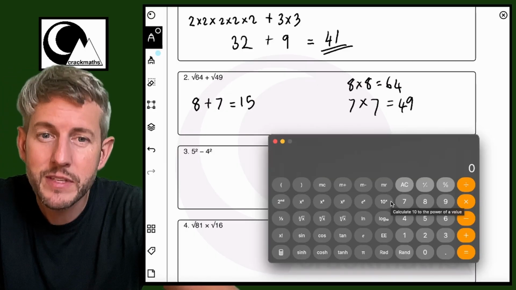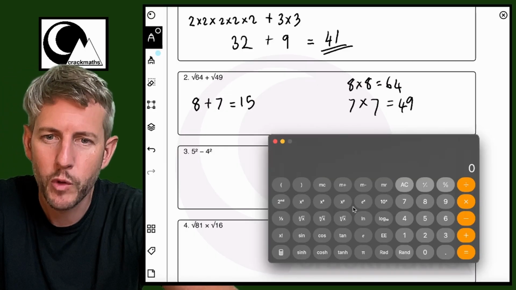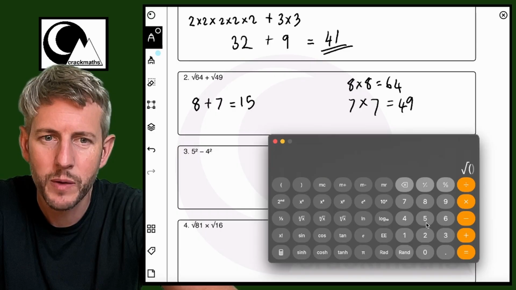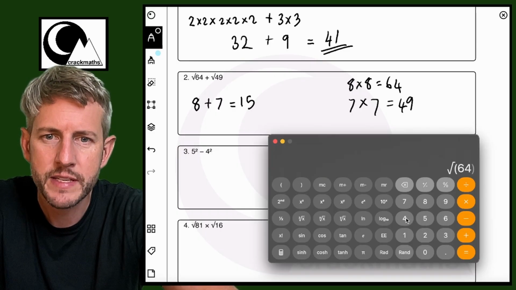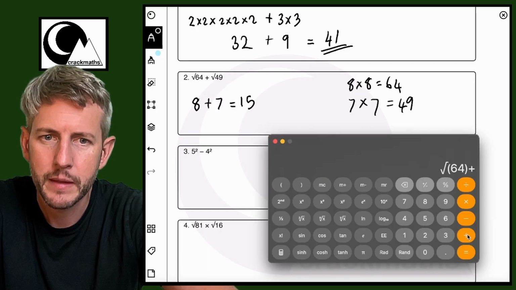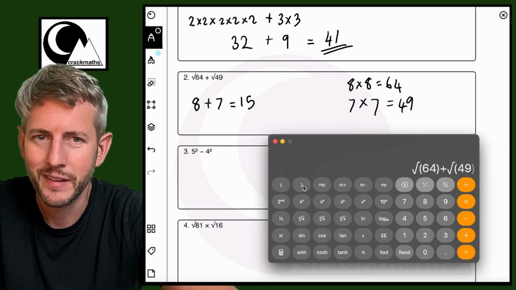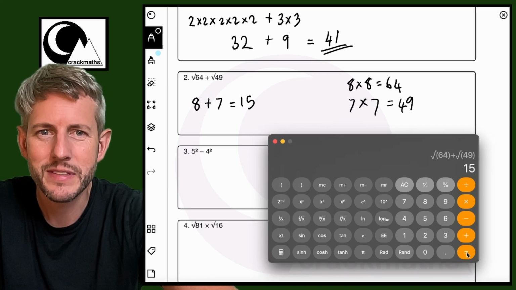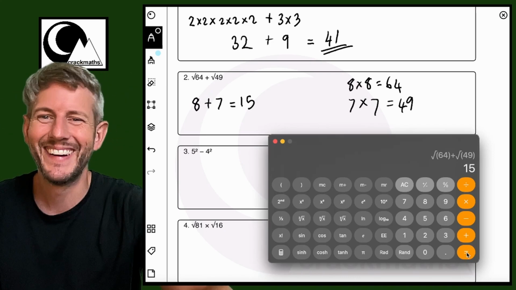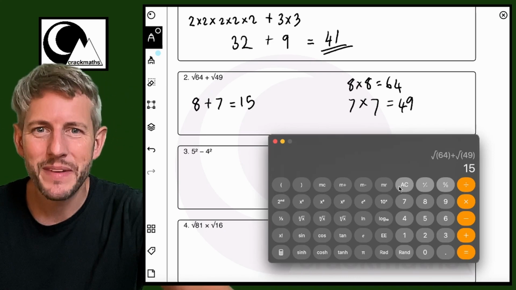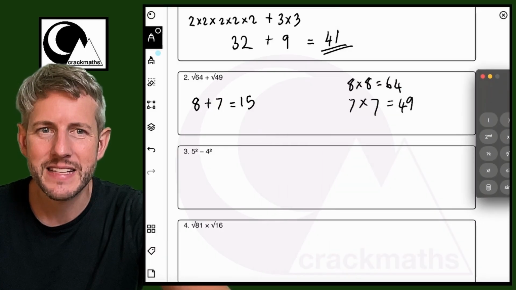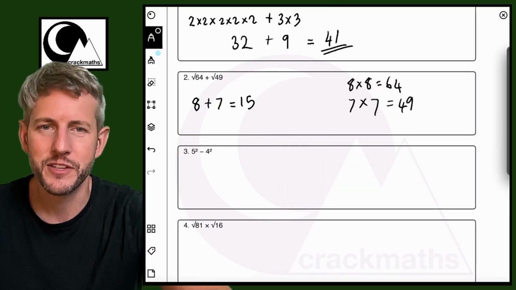Now if you'd really wanted to, you could have typed the whole thing in on the calculator as well. That would be fine as well. So let's look at that. Root 64 bracket plus the square root of 49, and hopefully this will agree with us. Yay, 15. Okay, great. Let me move the calculator away and let's have a look at the next question here.